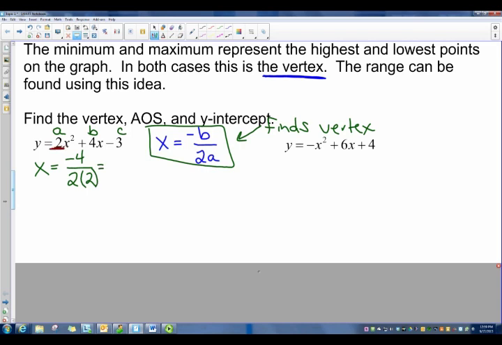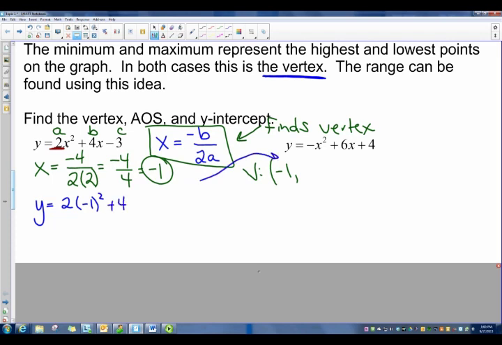All right, solving that out, I've got -4 over 4, which gives me -1. Now what this is, if I'm looking for my vertex, is the x value of the vertex. To find the y value, you're going to take that and substitute it into your problem. So I've got y equals 2 times x squared, well, our x is right here from our vertex, plus 4 times x minus 3.